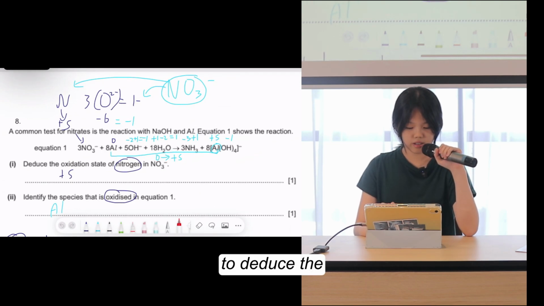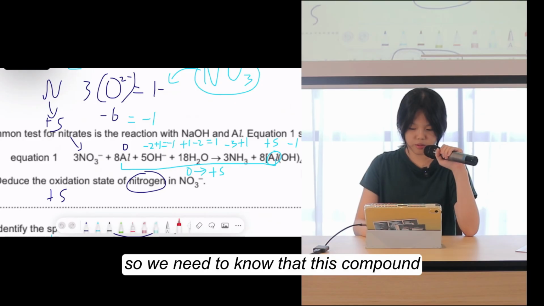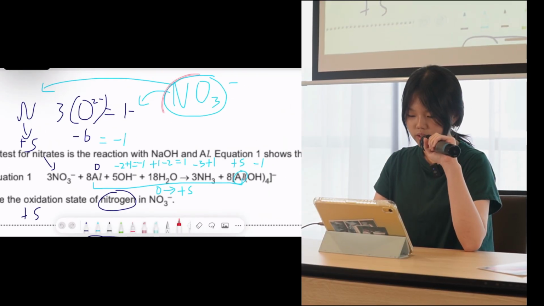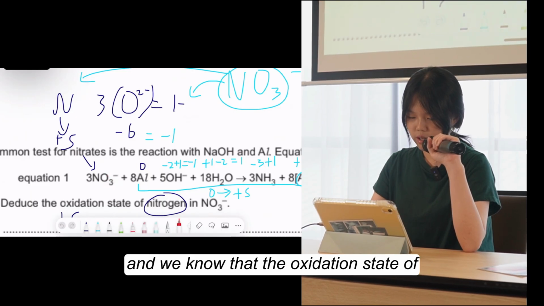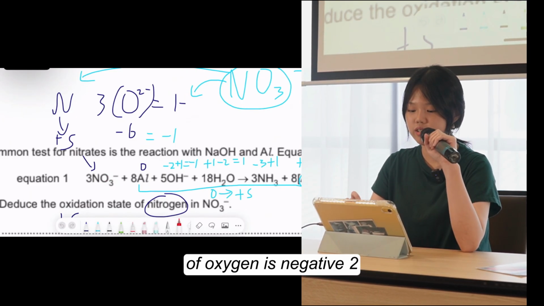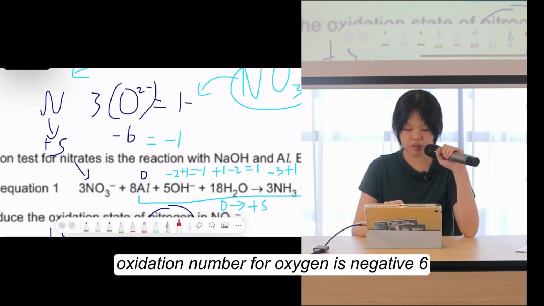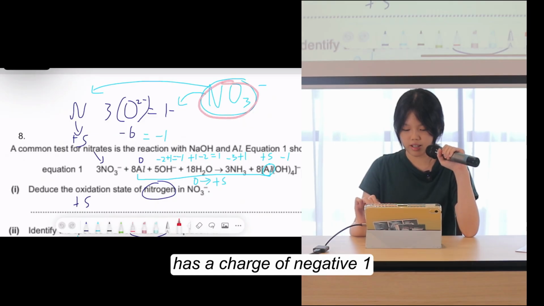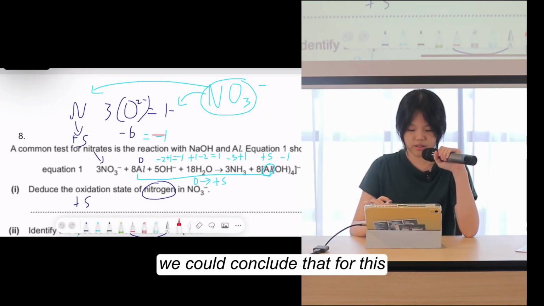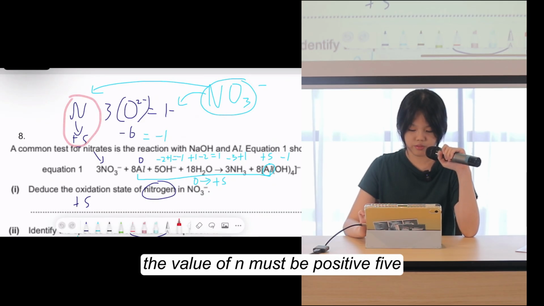To deduce the oxidation state of nitrogen in this compound, we need to know that this compound has the total charge of -1. And we know that this compound contains 3 oxygen atoms, and the oxidation state of oxygen is -2. So the total oxidation number for oxygen is -6. Since this compound as a whole has a charge of -1, we could conclude that for this compound to be -1, the value of N must be +5.